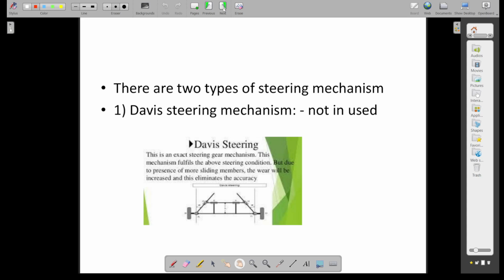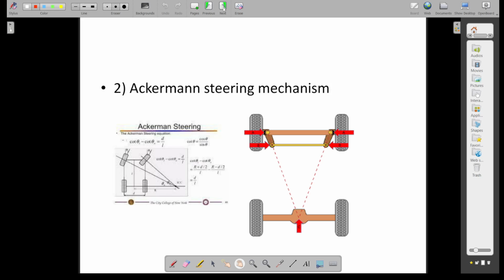Now the basic principles come from the theory of machines. What are the steering mechanisms? The very first is the Davis steering mechanism. It fulfills the condition I already mentioned: whenever the vehicle is turning, all the wheels should meet at a common center. The Davis steering is one of the mechanisms devised to steer the vehicle, but the most common one being used is the Ackermann steering mechanism.